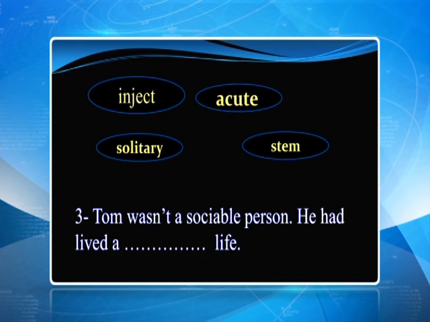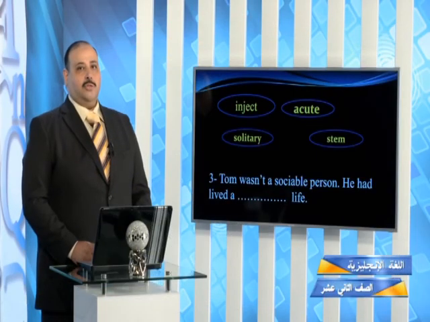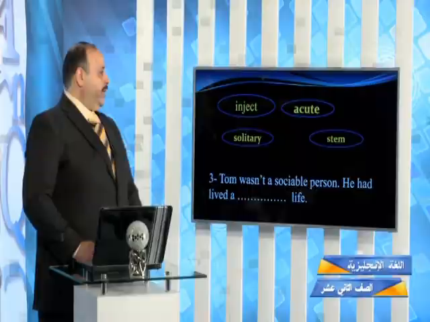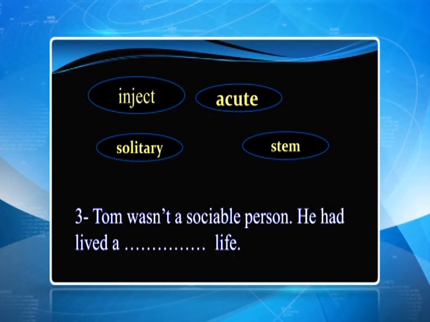Tom wasn't a sociable person. He had lived a blank life. Now, as I told you many times before, don't rush and write the answer. You have to read all the words of the sentence and then you decide. So we're talking about someone whose name is Tom, and at the same time, he is not sociable. Sociable means likes to mix and have many friends. If someone is not sociable, he prefers, yes, a solitary life.